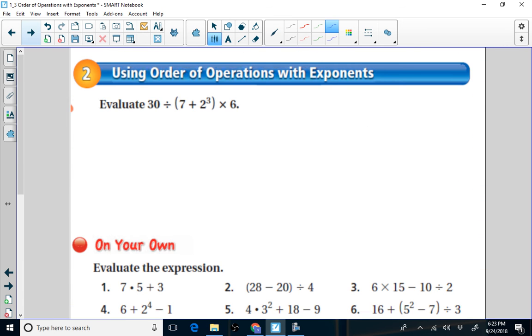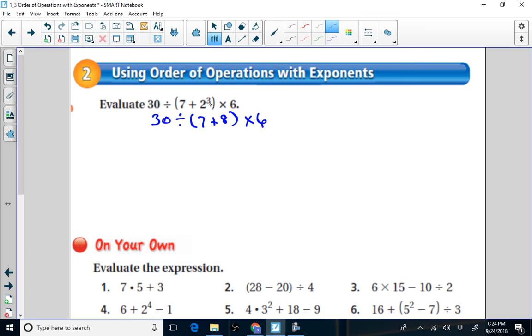Next page, we're going to do a bunch of these, right? We're going to get better. So I look here at this expression. I have to do the exponent within the parentheses first, right? I look at the parentheses, and within the parentheses I have to do the exponent before the addition. So this becomes 30 divided by 7 plus 2 to the third power is 2 times 2 is 4 times 2 is 8. Close that parentheses times 6.